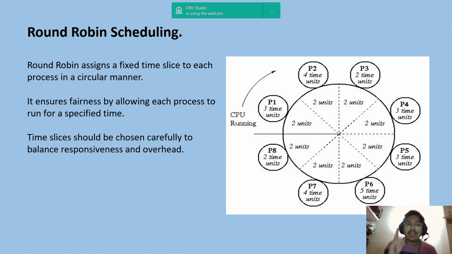Here it ensures fairness by allowing each process to run for a specified time. Time slices should be chosen carefully, because we have to balance responsiveness and overhead. We should not overlook these two conditions. But round robin is very good for executing multiple processes at a particular time without wasting any resources, and making sure that fairness is there.